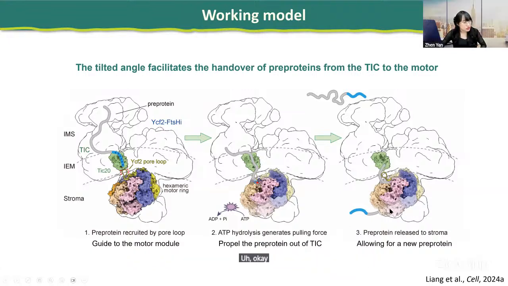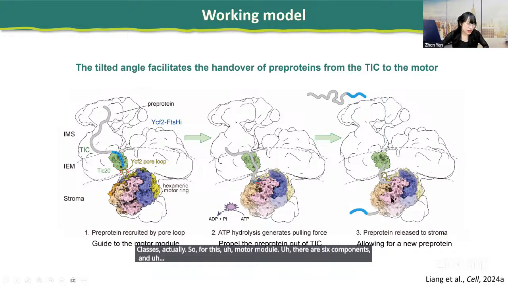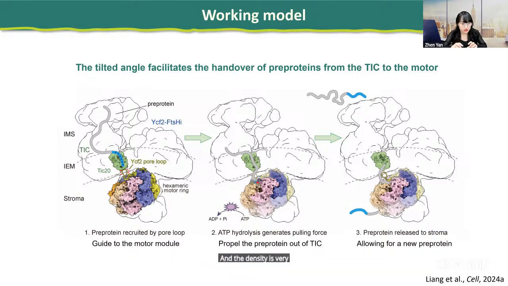Okay, so during the structural investigation, we have different classes actually. For this motor module, there are 6 components, and almost every one of them shows high dynamics, and the density is very weak due to their intrinsic dynamics. So during translocation, this motor module may show dynamic modes.